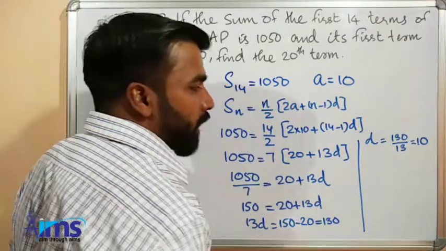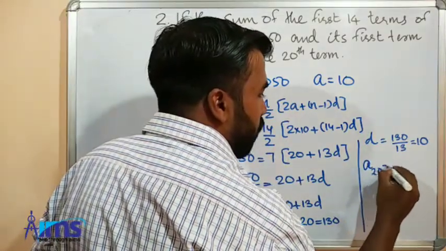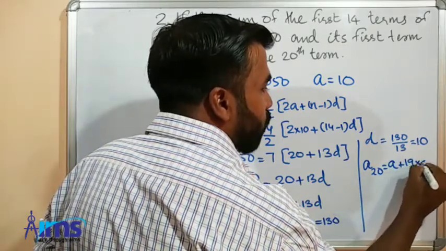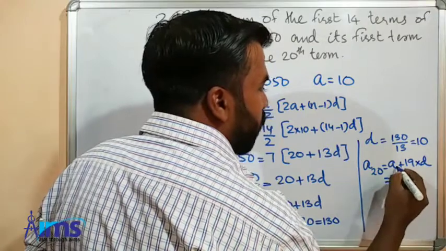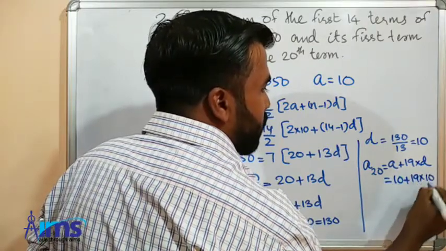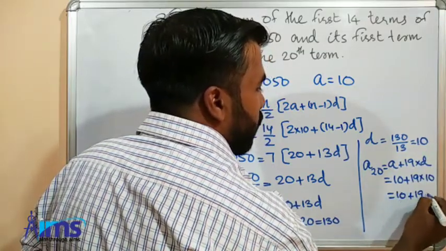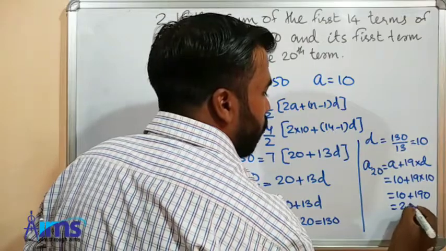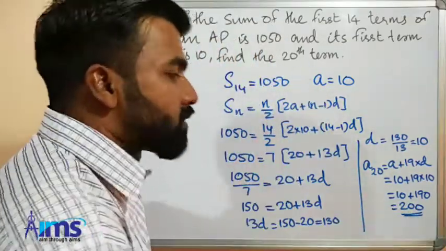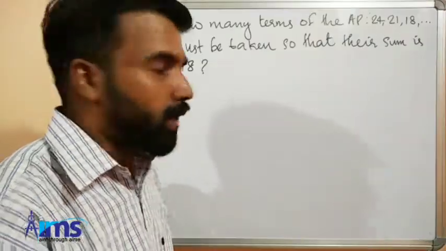So what we have to find? Find the 20th term. So to find the 20th term, A20 is equal to a plus 19 into d, which is equal to a is 10 plus 19 into common difference 10, which is equal to 10 plus 190, which is equal to 200. So the 20th term of an AP is 200. 20th term is 200.